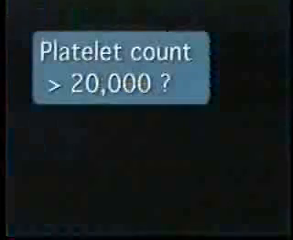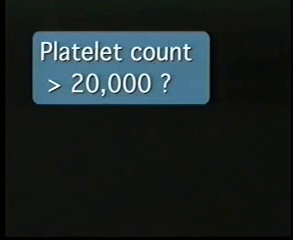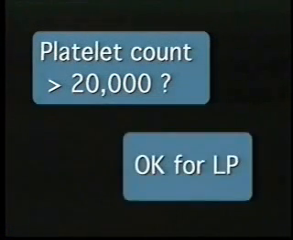The only absolute contraindication to a lumbar puncture is infection of the overlying area. Relative contraindications include increased intracranial pressure or a bleeding abnormality. Generally, patients with a platelet count of 20,000 or more can safely undergo an LP.